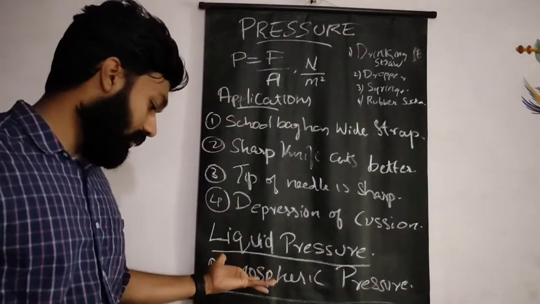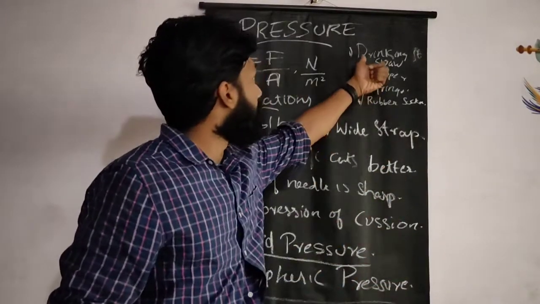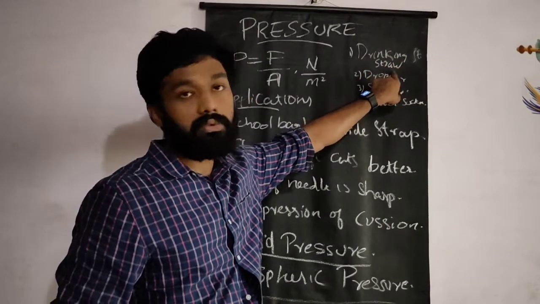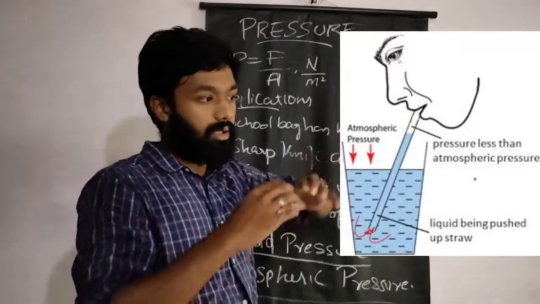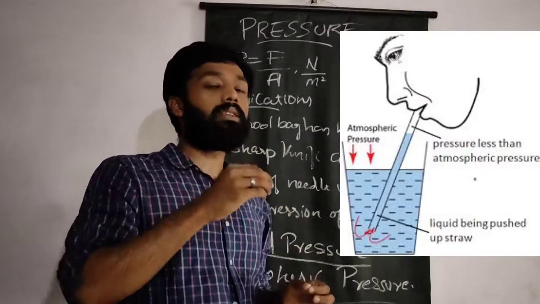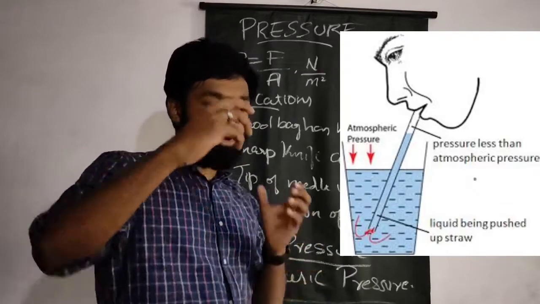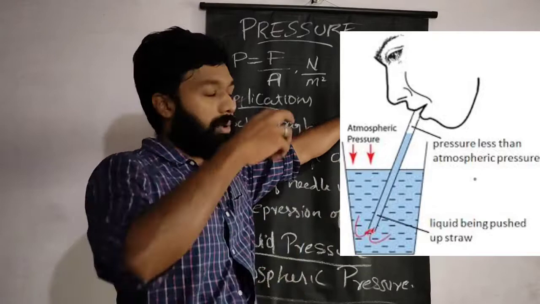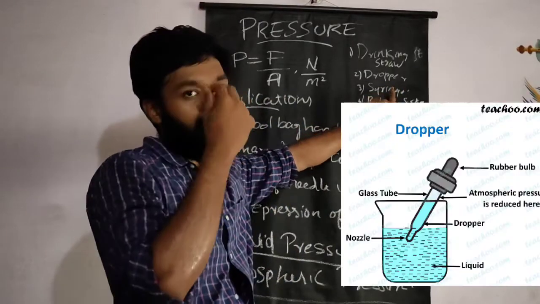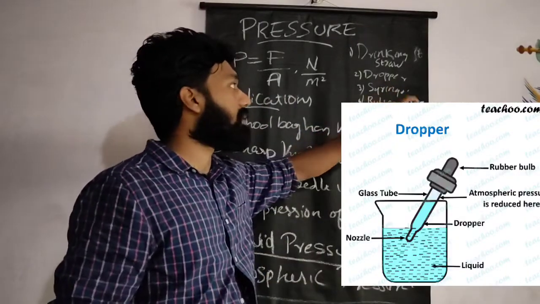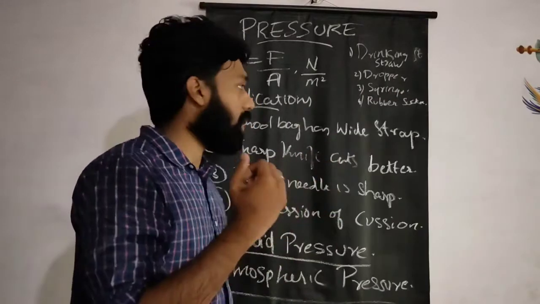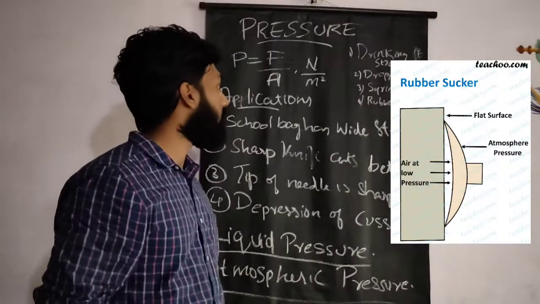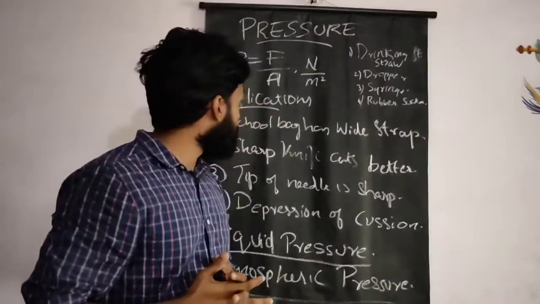Okay. Then there are several applications of this atmospheric pressure. We are drinking with the help of a straw. That is due to atmospheric pressure. That means we are sucking with a straw, so air is taken out, and due to this atmospheric pressure only, the water is coming from downside. Then dropper, you have seen a dropper for eye drops and all. Then syringes. Then rubber sucker, the thing we use to stick on the wall. So these are applications of this pressure.